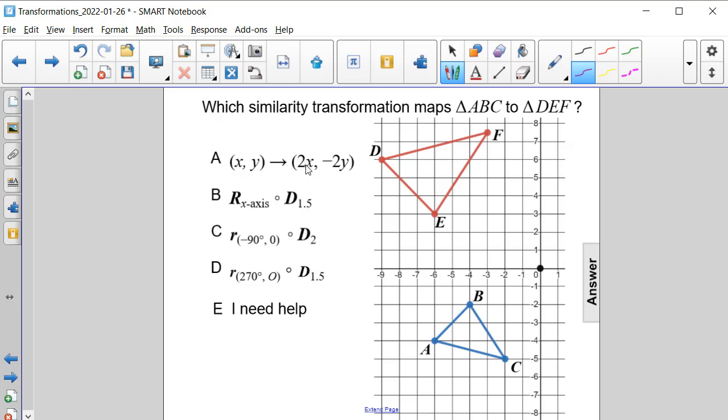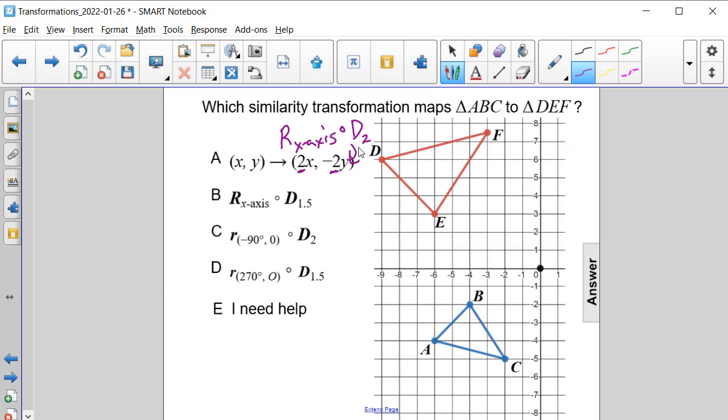Answer choice A would show a dilation of 2 because I have a 2 in front of both the x and y coordinates. But then this negative would represent a reflection across the x-axis because the y-coordinate would change. So this is saying a reflection across the x-axis after a dilation with a scale factor of 2. That's what choice A is saying.